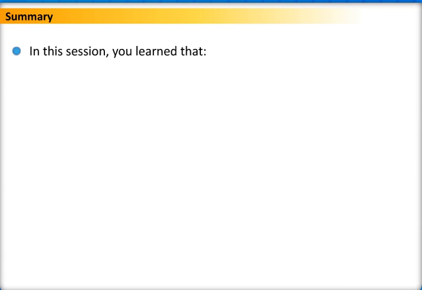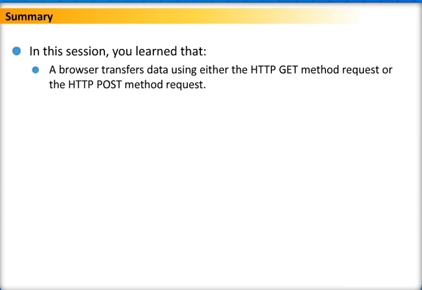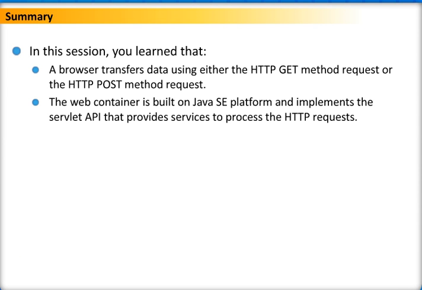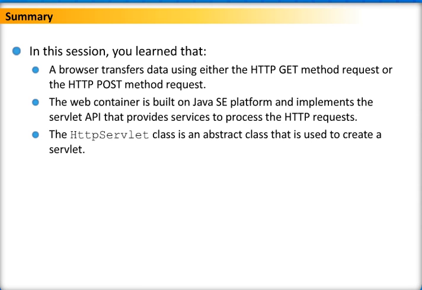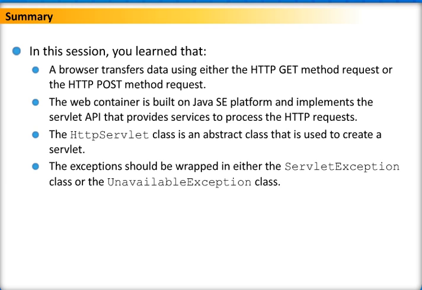In this session, you learned that a browser transfers data using either the HTTP GET method request or the HTTP POST method request. The web container is built on Java SE platform and implements the Servlet API that provides services to process the HTTP requests. The HttpServlet class is an abstract class that is used to create a servlet. The exceptions should be wrapped in either the ServletException class or the UnavailableException class.